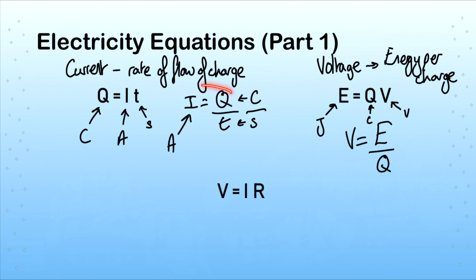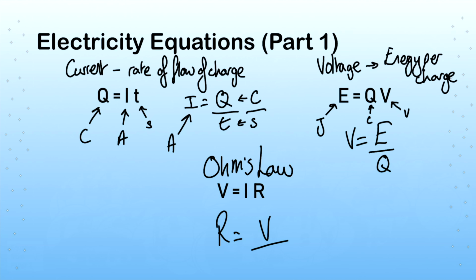Current is the rate of flow of charge, so charge per second, passing a point, passing an appliance, passing a component, whatever it is. And voltage is how much energy each bit of charge has. And the third equation here is a relationship. It's called Ohm's law. Ohm's law states that the resistance is the voltage divided by the current.